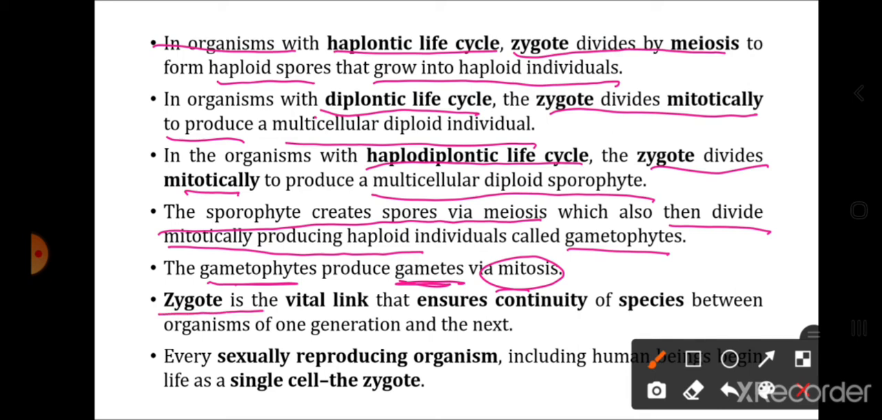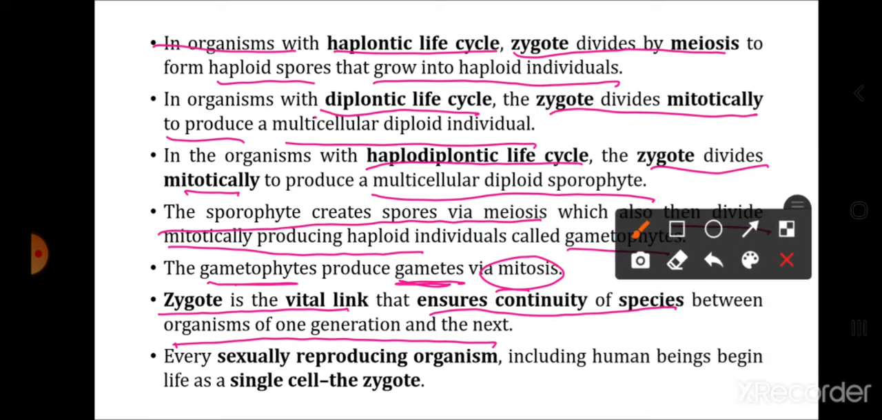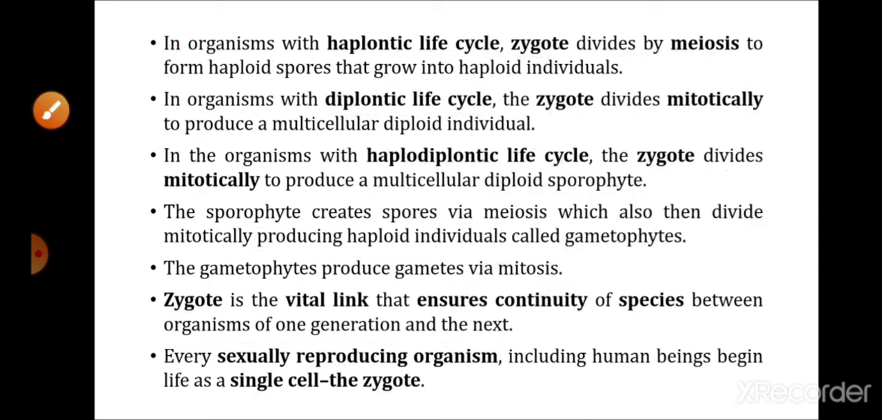Very important thing, the zygote is a vital link that ensures the continuity of the species between the organisms of one generation to the next. So, the zygote is the main link which maintains the continuity of the species from one generation to the next. If zygote formation does not occur, there won't be continuity of the species. Every sexually reproducing organism, including human beings, begins its life as a single cell, that is the zygote. So, all sexually reproducing organisms begin their life with a single cell structure called the zygote.